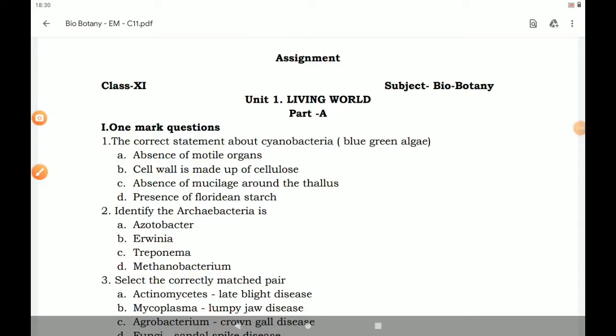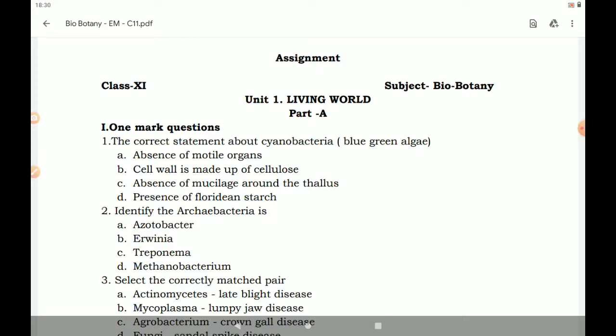Hello students, today we are going to see the first lesson in Biobotany, Living World. Here are some questions which are very important, that are 1 mark, 2 mark and 5 mark. Please learn these questions, and this will be very useful for your public examination and also competitive examination.